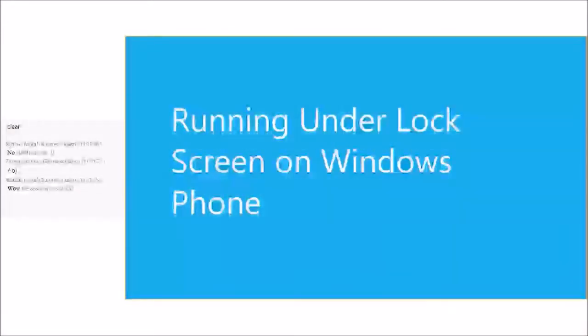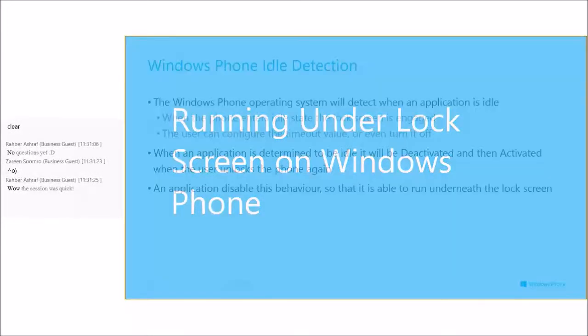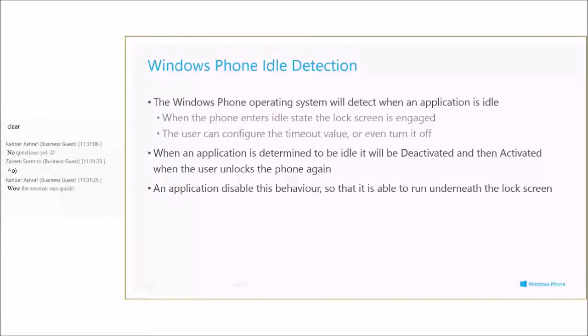So what about running under lock screen in Windows Phone? The user configures the screen timeout in the lock screen setting on your phone. Like timeout can be 30 seconds, 1 minute, 3 minutes, or 5 minutes. These are the times needed for the lock screen to come up. So after a period of inactivity of the selected timeout, the screen turns off, and the lock screen is shown the next time the user turns on the phone.